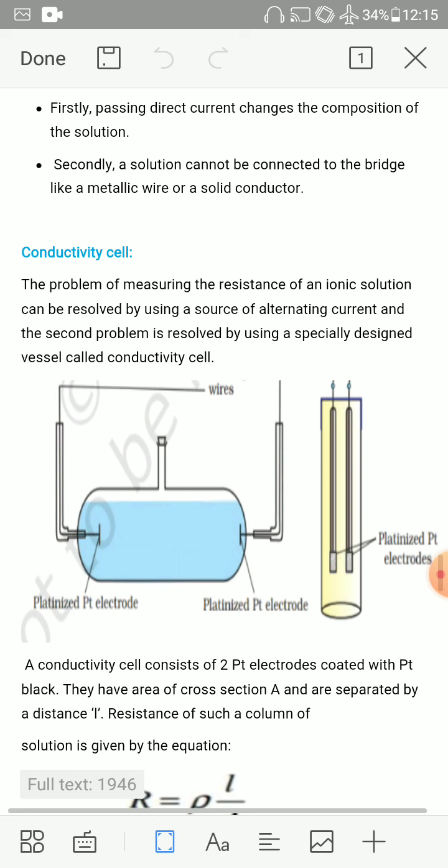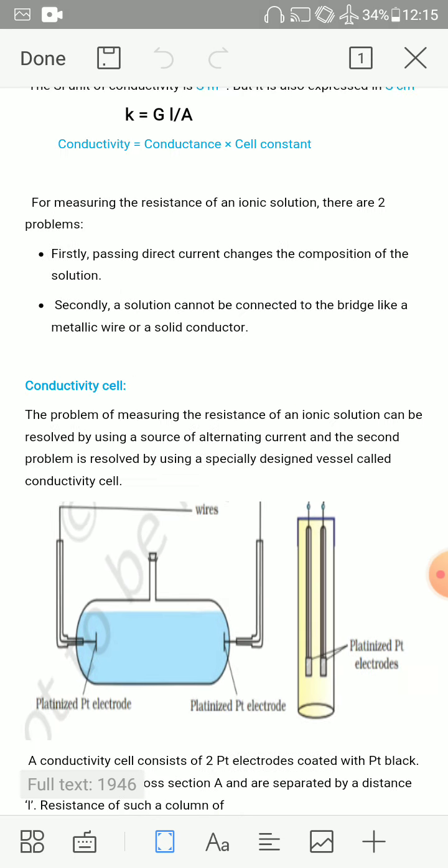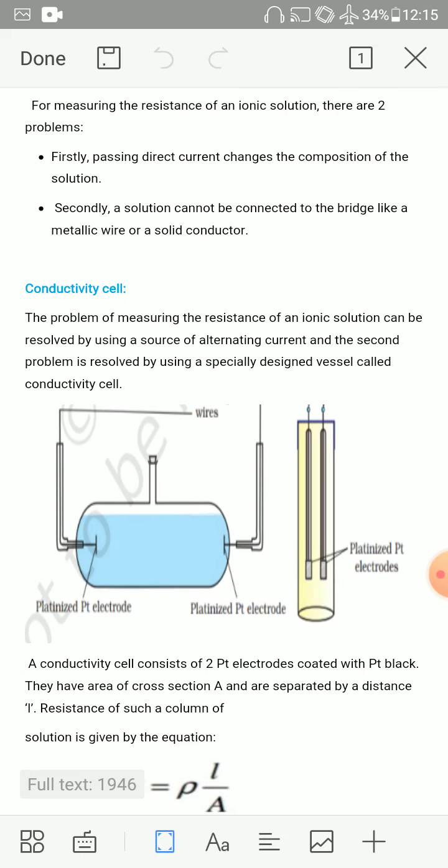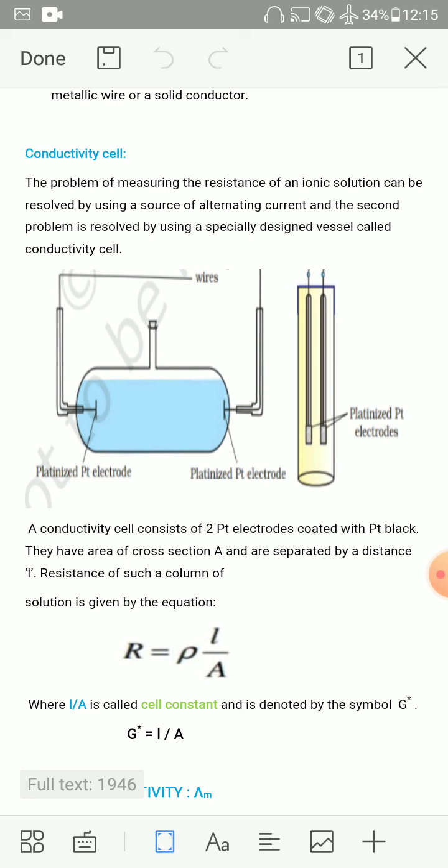So what is a conductivity cell? This is the conductivity cell in the figure, you can see. The problem of measuring the resistance of an ionic solution can be resolved by using a source of alternating current. And the second problem is resolved by using a specially designed vessel, which is called a conductivity cell. This figure is actually a figure of a conductivity cell.